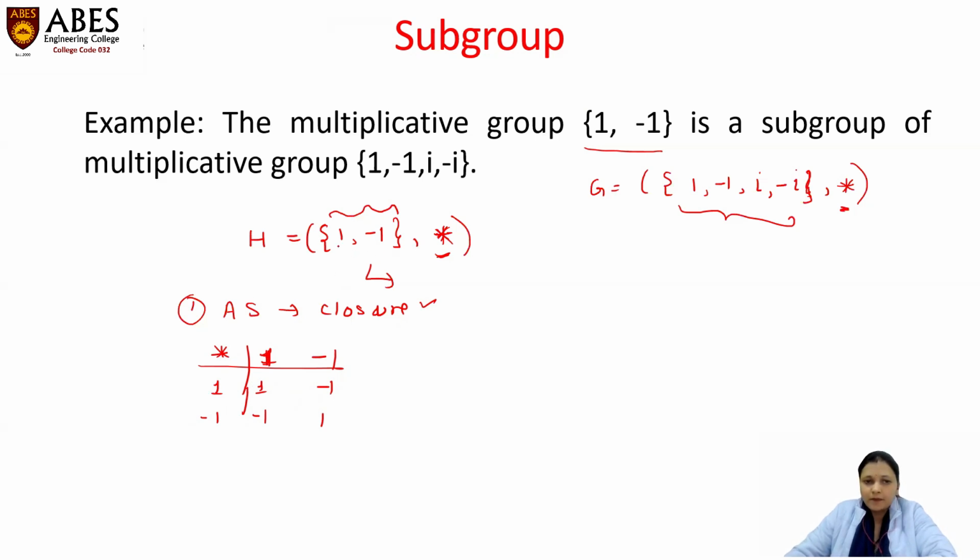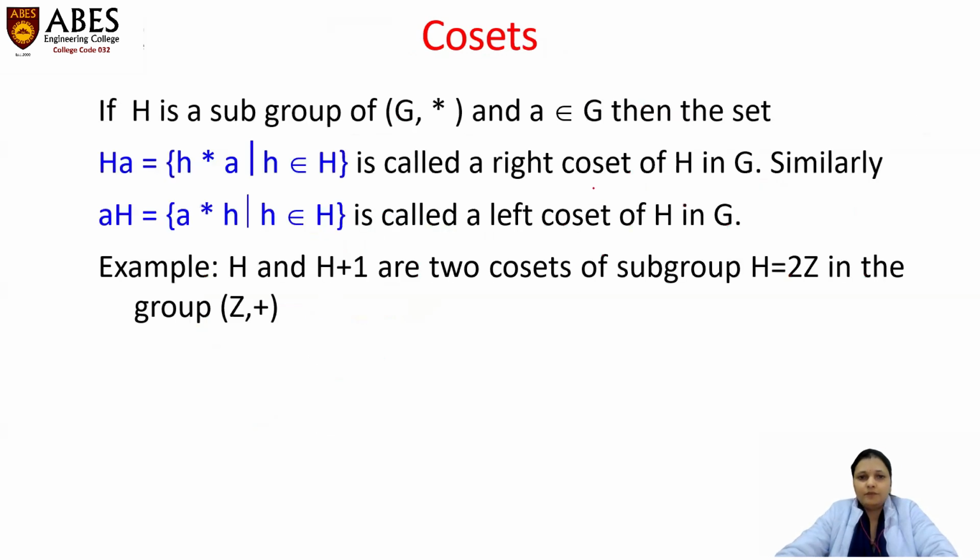Now I will check for identity element. For multiplication, we know that the identity element is 1 and 1 is here in the set. So the identity element also exists. Now we will check for inverse. The identity is 1, so the inverse of 1 is 1. The inverse of -1 is -1. So the inverse of both elements exists. So H is a subgroup of G, as it satisfied all the properties of a group.